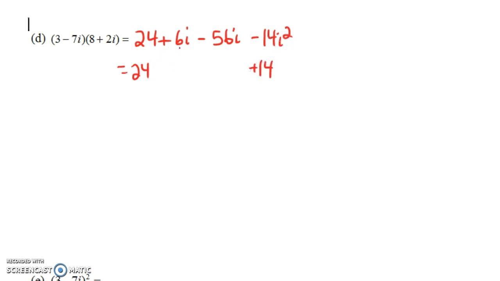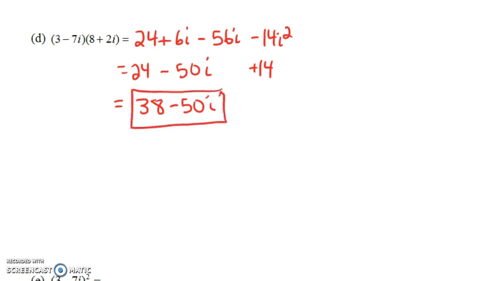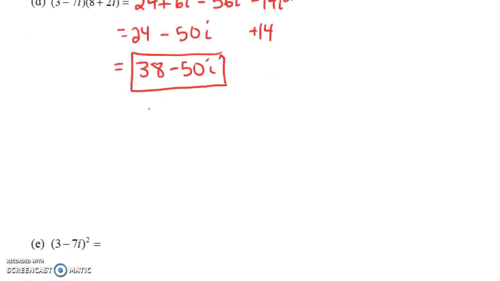Okay, well, we still have this plus 6i and minus 56i, so that gives us minus 50i. So we have 24 minus 50i plus 14. If we combine the constants here, 24 and 14, that gives us 38 minus 50i. Okay, or 38 plus a -50 times i. Okay, so notice our final answer is a complex number.